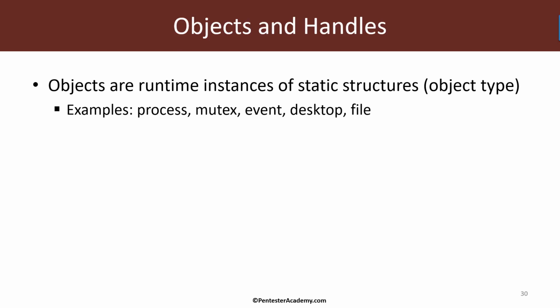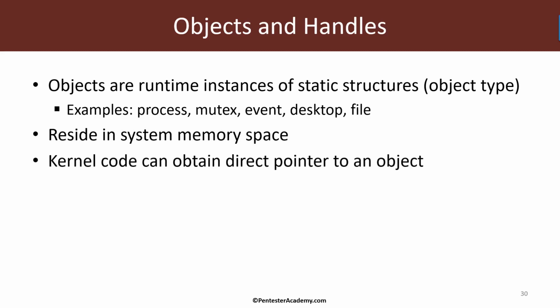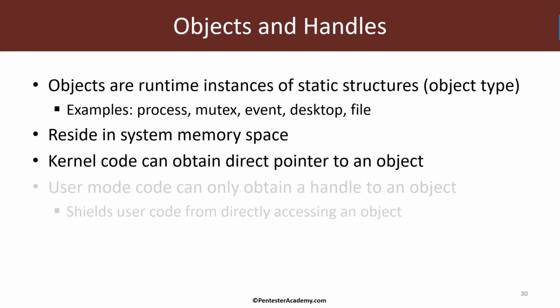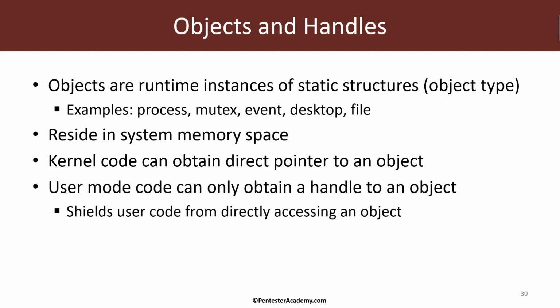Example object types include processes, mutexes, events, desktop, files, semaphores, threads, and many other types of objects. These objects reside in system space. They are always in kernel space, so they are never directly accessible by user mode. From kernel mode, I can go ahead and find a pointer and access the object directly if I want to. From user mode, I can only use something called a handle, which is an indirect way to access a kernel object.